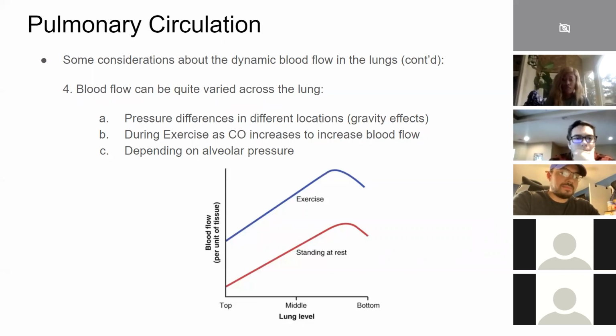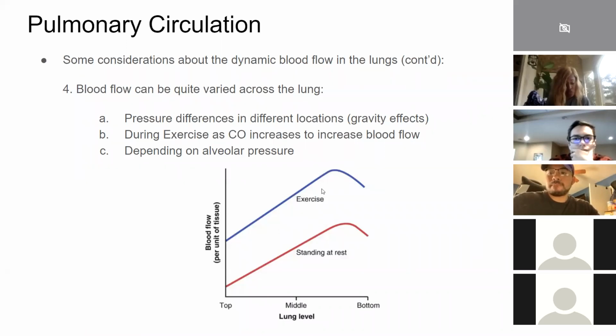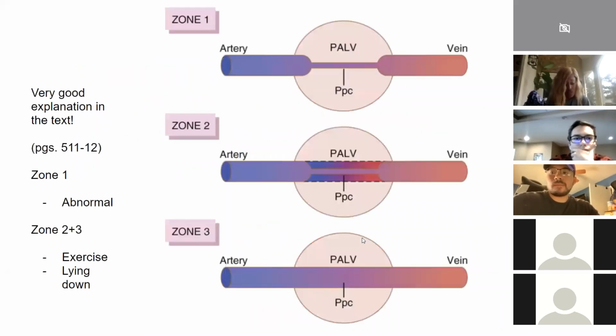It's important to realize that blood flow varies across the lung. Blood flow is actually the least at the top of the lung, where there's not a lot of molecules piling up due to gravity, I think is one way of thinking about it. At the bottom of the lung, the blood flow is greatest. And blood flow is greater in exercise than at rest. Okay, so let's look at some of this.